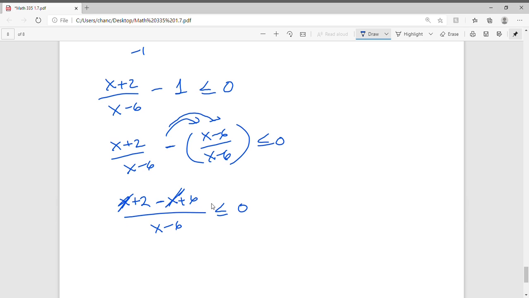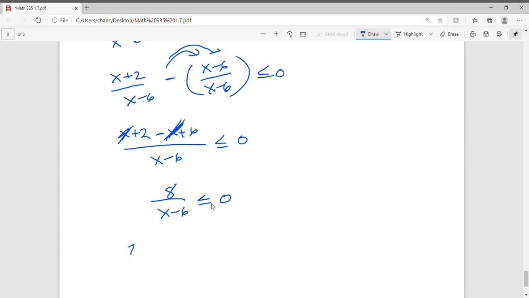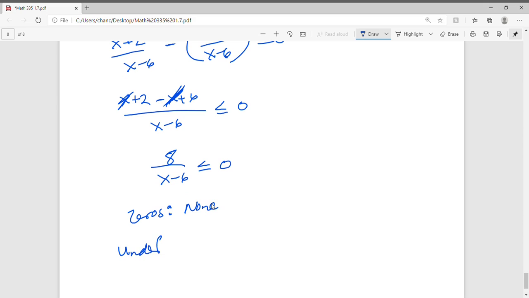The x's cancel out, and I have 8 over x minus 6 is less than or equal to 0. Now, where is this thing 0? Well, if you look at the top, that's not going to happen. There's no x's up there, so we don't have any zeros. But we do have a place where it's undefined. It's undefined at x equals 6, when the denominator is equal to 0.